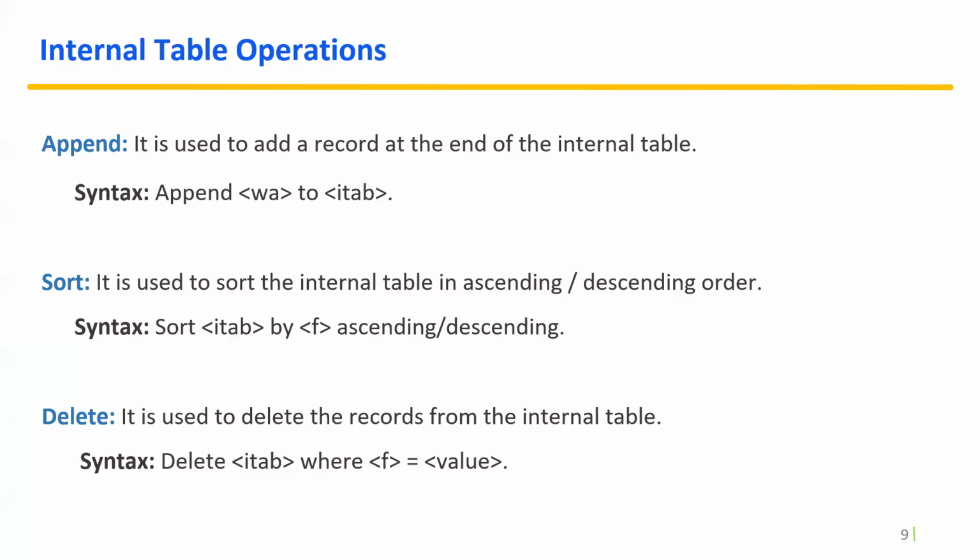So if no more questions, then I'll move to the next internal table operation, that is delete. The name itself we can understand. It is used to delete the records from the internal table. Suppose whenever we want to delete any record from the internal table, then we can make use of this operation. So here the syntax is delete internal table where field value. Suppose there is a field value where the value exists. If you want to delete it, then we can use this syntax.